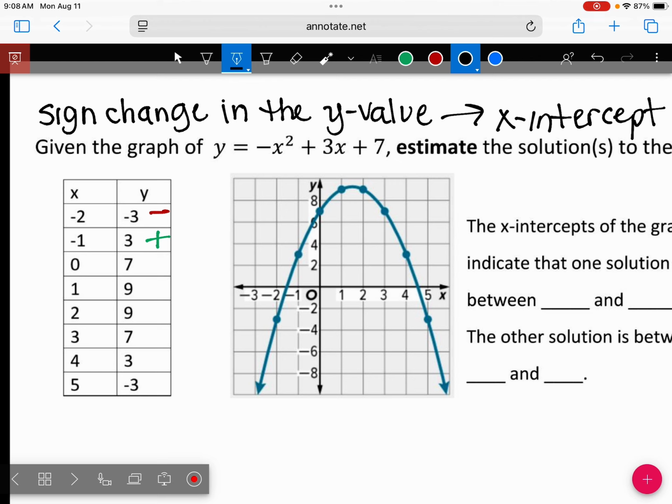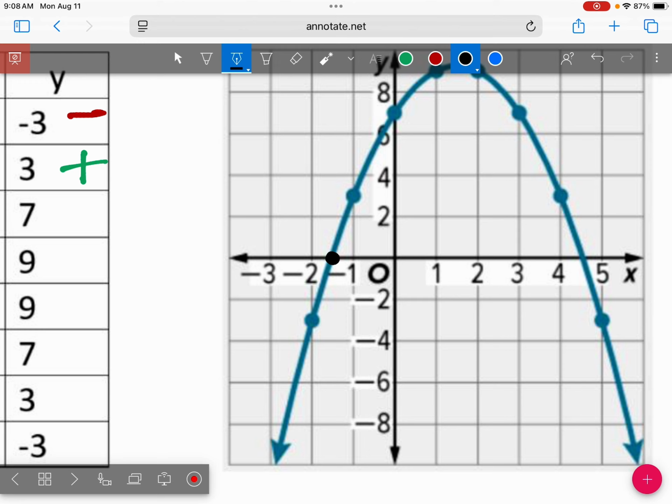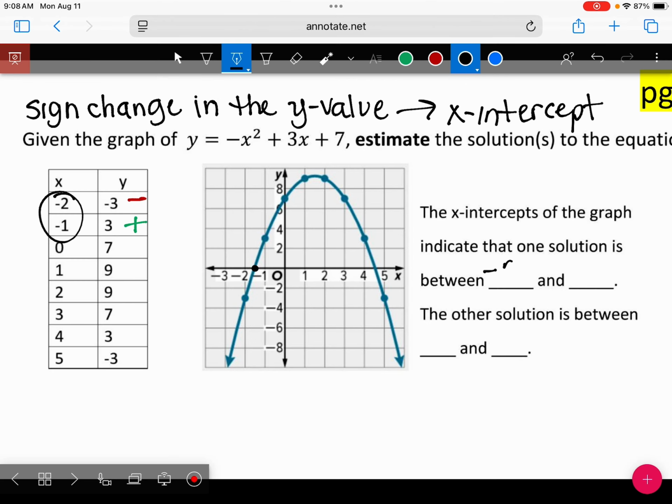So notice how we had a sign change. That means that right here, because you look at your x values, we have an x-intercept. And if you look at your graph, we can verify that. This graph does indeed cross somewhere between -2 and -1. Now, I can't say what the exact answer is, but I do know it's going to be a decimal. And that decimal is going to fall somewhere between -2 and -1.